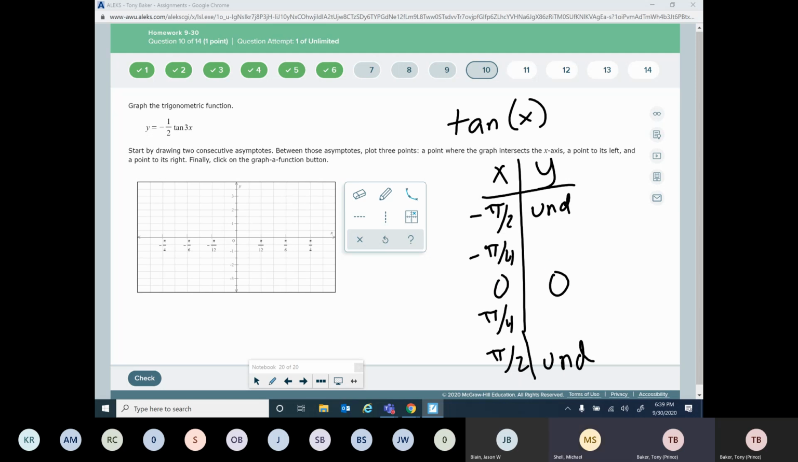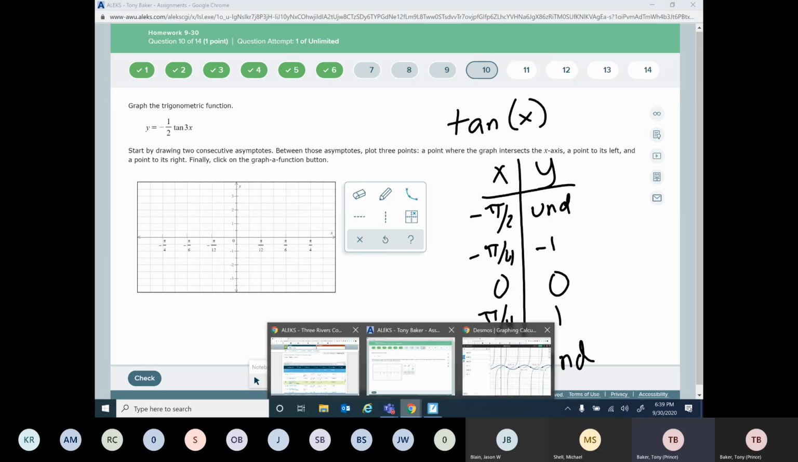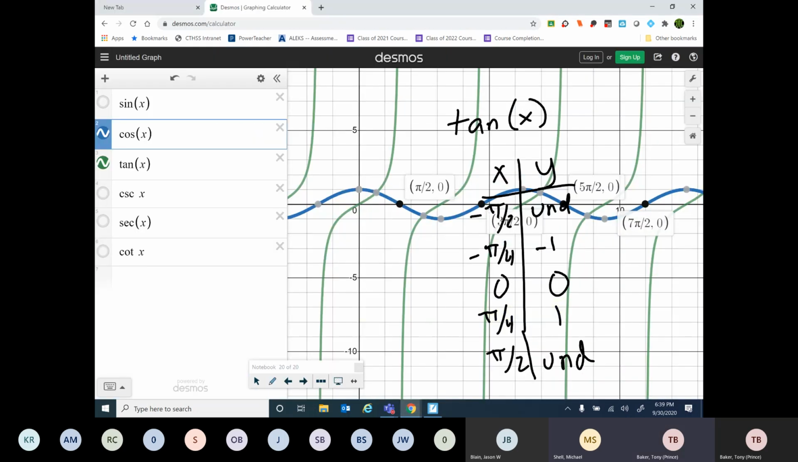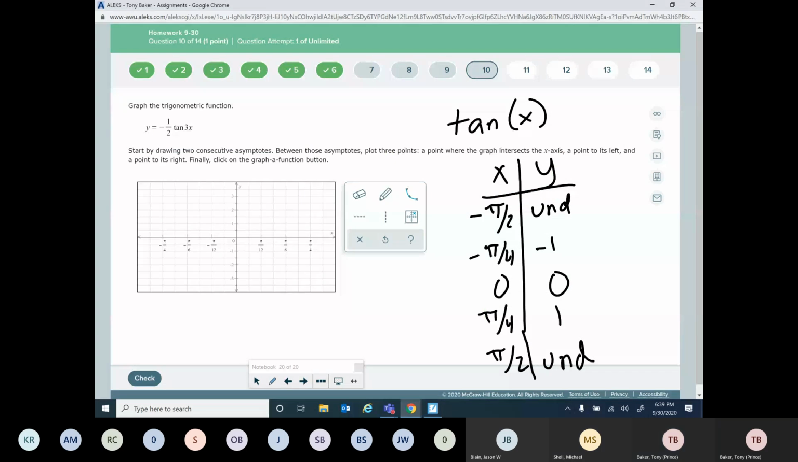0 is going to be 0. And then your negative pi over 4 and pi over 4 is actually going to be negative 1 and then 1. And the reason why is, if you look at the unit circle, let's see if I have my unit circle still up. I do not. If you look at the unit circle, your 4 points is going to be the same value. So it's square root of 2 over 2 over the square root of 2 over 2. So they kind of cancel each other out. And that's where it comes up to be the 1. So that's going to be your parent function for tangent.